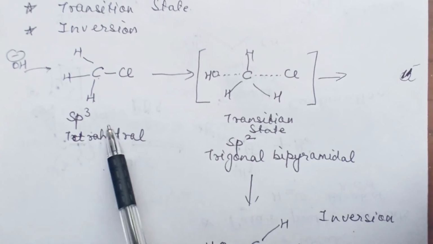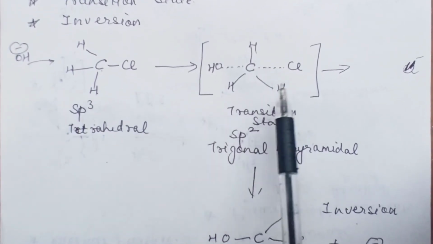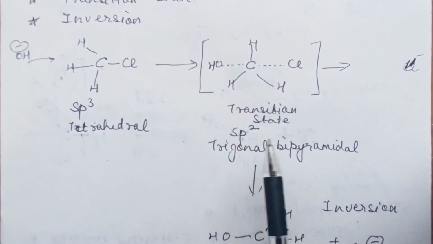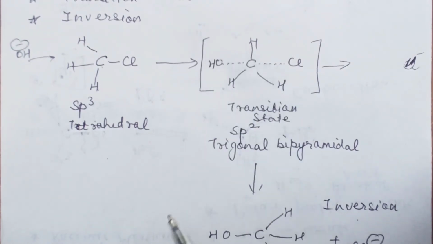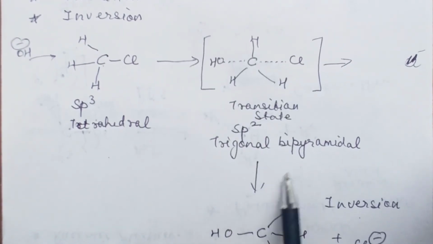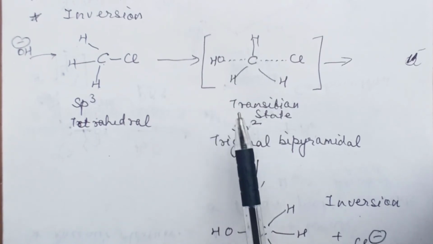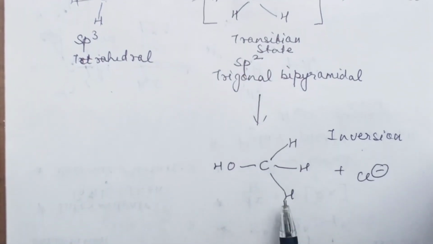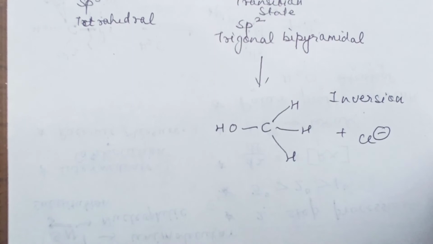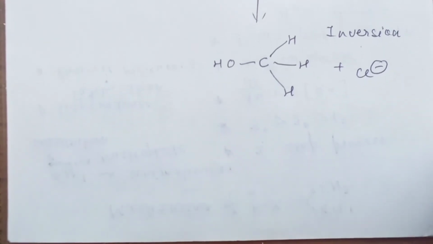Okay, this is the alkyl halide, nucleophile attacking. You're getting a transition state, sp2 hybridized, but the shape, because of the 5 bonds, is trigonal bipyramidal. Then this bond breaks, OH is forming a bond, and now you get the inversion product in this. Clear? This is about SN2.